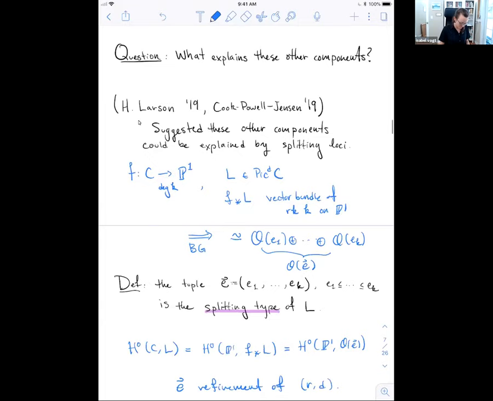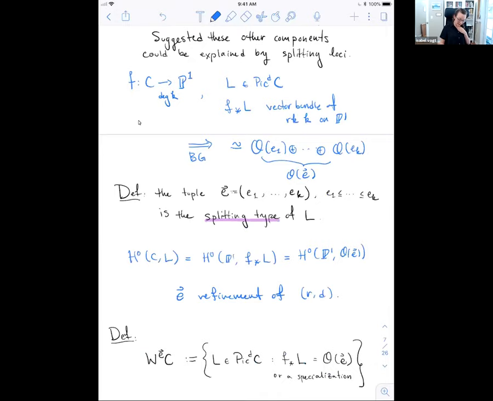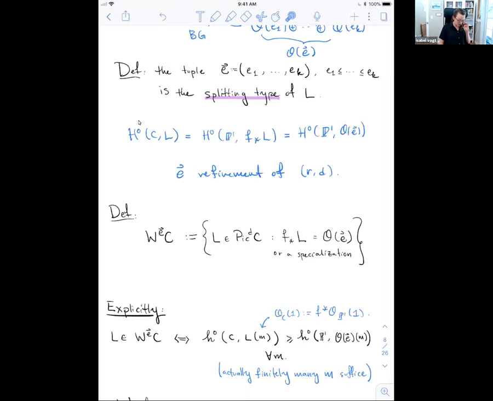So we make the definition: W^E of C is going to be the line bundles on the curve whose push forward has splitting type O of E or a specialization thereof. And this specialization, I should say, is very well known. It's just called majorization, something combinatorial in terms of the splitting type. So explicitly, to show you that this really does have a concrete scheme structure, let me write it down. A line bundle will be in W^E of C if and only if its space of global sections under all twists by the pullback of O of 1 from P1 has the right number of sections as prescribed by the splitting type.